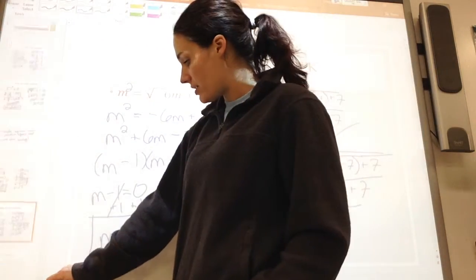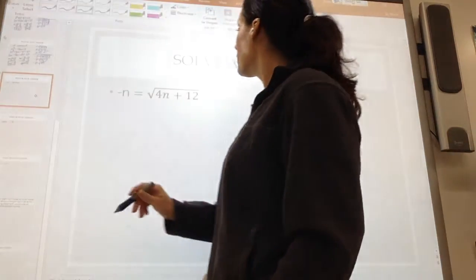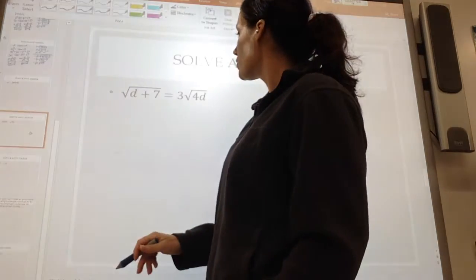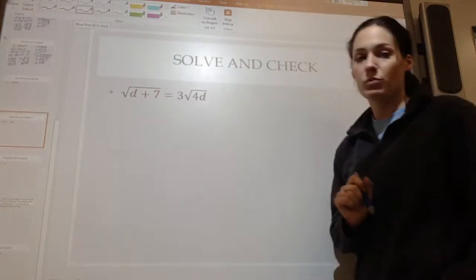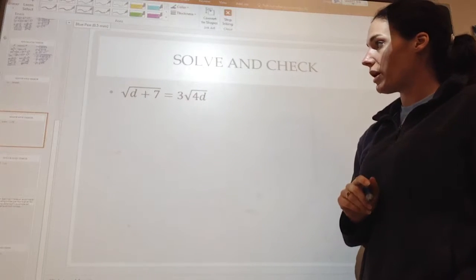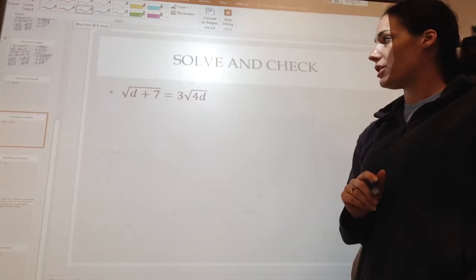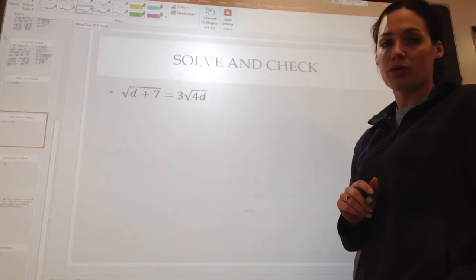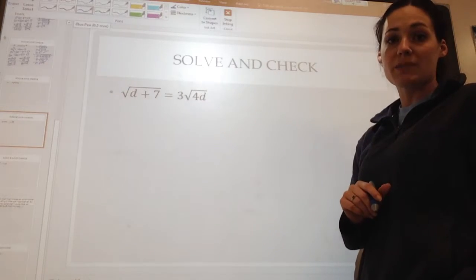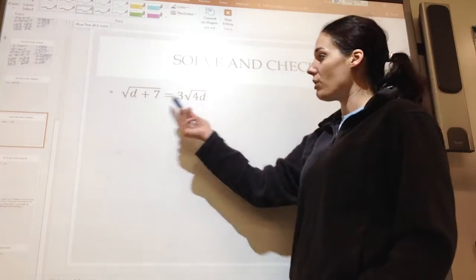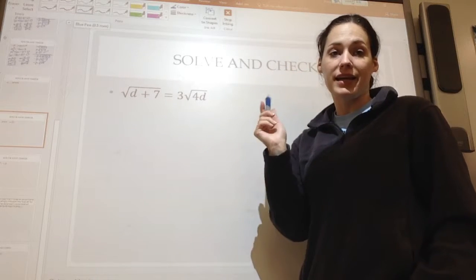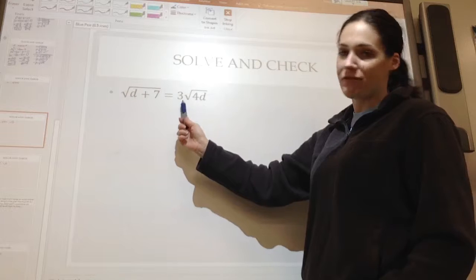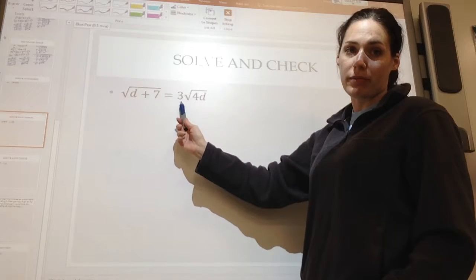Okay, let's see what else we've got here. Okay, let's go on to this one. We'll skip one of them here. Square root of d plus 7 equals 3 times the square root of 4d. So this is back to what we were doing yesterday, where now you have a square root on both sides. It's going to work a lot like yesterday, except we have a 3 in the front that we're going to have to worry about a little bit.